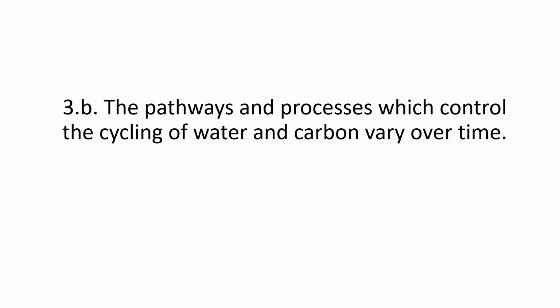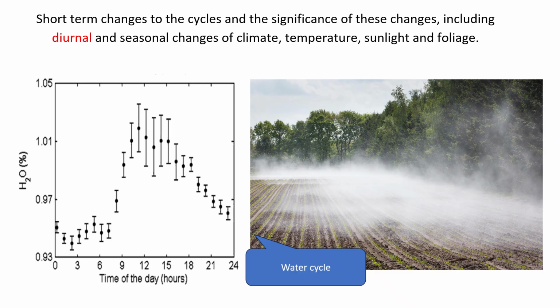Okay, key question 3b. The pathways and processes which control the cycling of water and carbon over time. So we want to think a little bit about changes to the water and carbon cycle. And we're going to start with the water cycle and looking at daily changes. And we can see that in this graph.